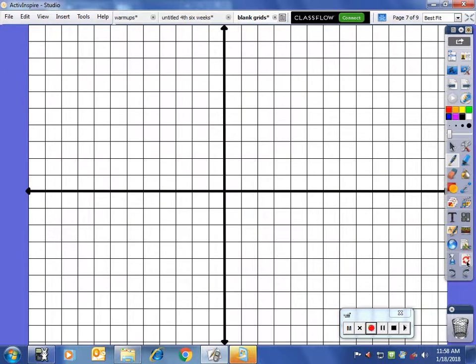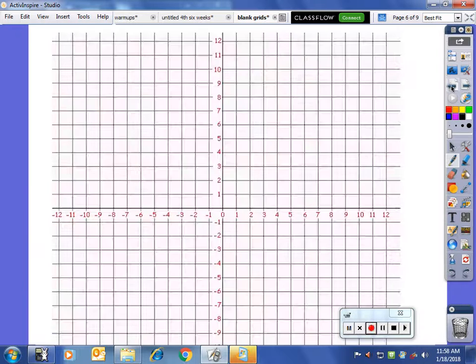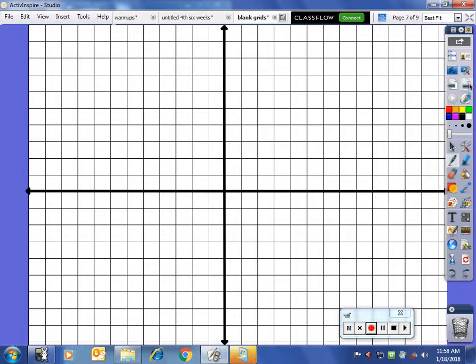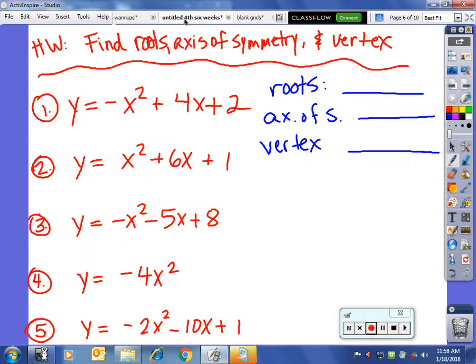Okay, now your homework. I'm giving you plenty of time to get started in class. I've listed all the things here I want for all 5 questions. You're supposed to list and label roots, axis of symmetry, and vertex for these 5 problems. And you've got over 20 minutes. That should be plenty of time to do these. I'll pick up homework in just a minute.